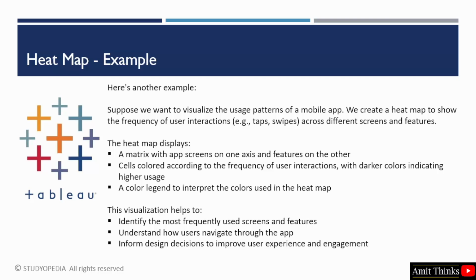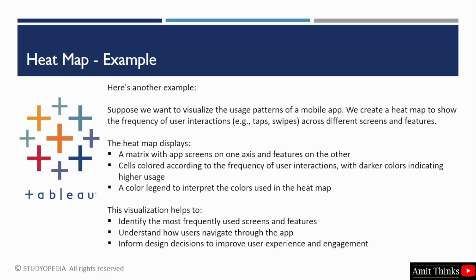The cells were also colored in the previous example, remember? So here the cells will be colored according to the frequency of user interactions. That means the darker color will indicate higher usage and the lighter color will display lower usage. A color legend is also displayed to interpret the darker and lighter colors.